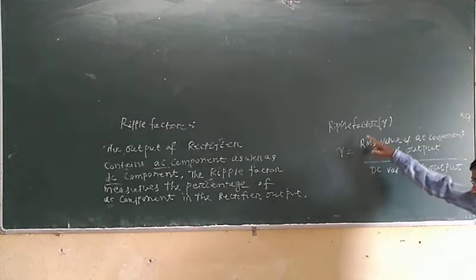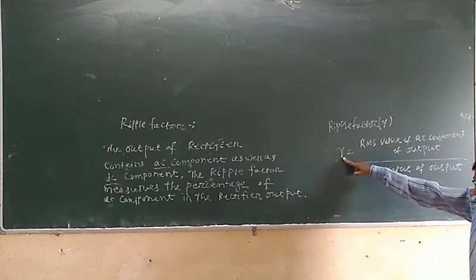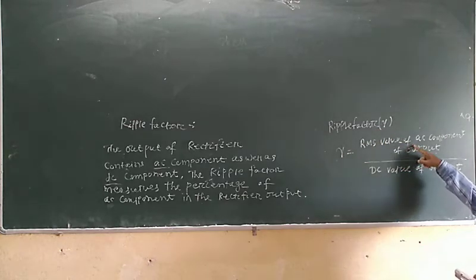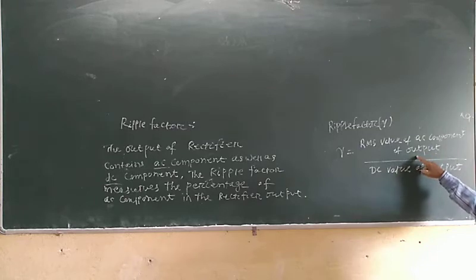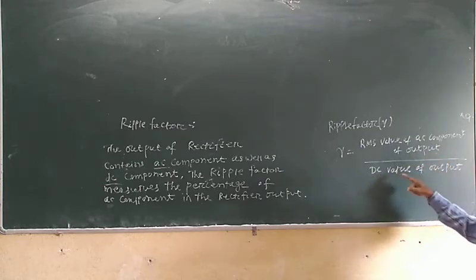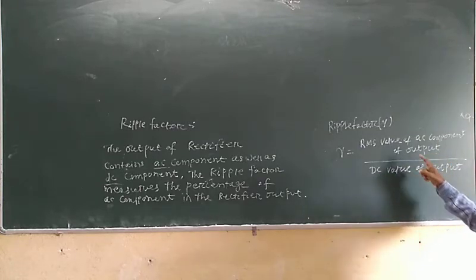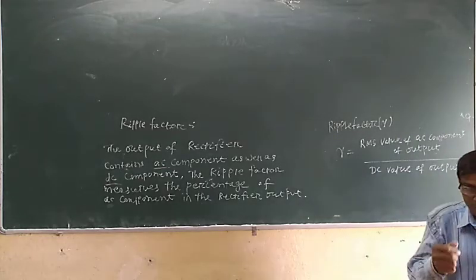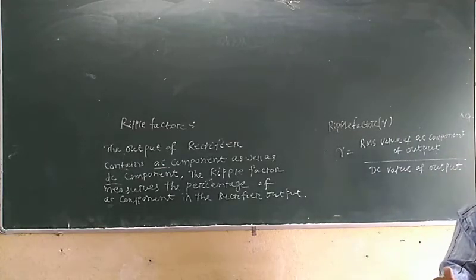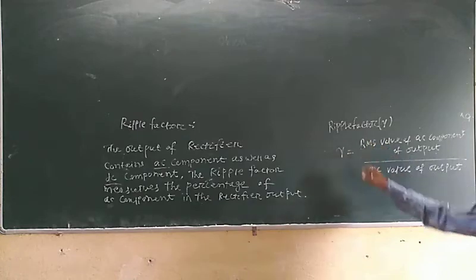So the ripple factor, denoted as gamma, is equal to the RMS value of the AC component of the output divided by the DC value of the output. That means how many AC components are present in the rectifier output is calculated by this method.